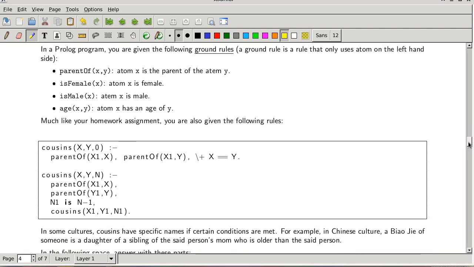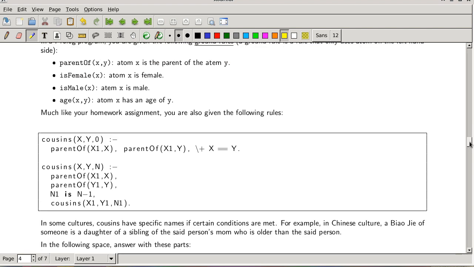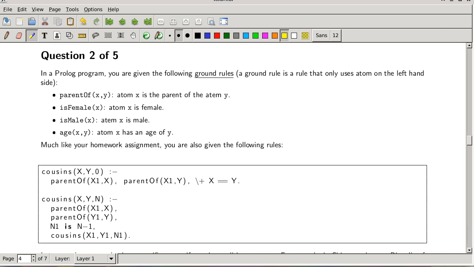Question 2 of 5 is a predicate calculus thing. It's a Prolog kind of thing. So in the Prolog program, you're given the following ground rules. A ground rule, which is also known as a fact in the Prolog program, is a rule that only uses atoms on the left-hand side. So in our example, parent of(Homer, Bart). is a ground rule. It is a fact. So the format of the ground rules would be these four.